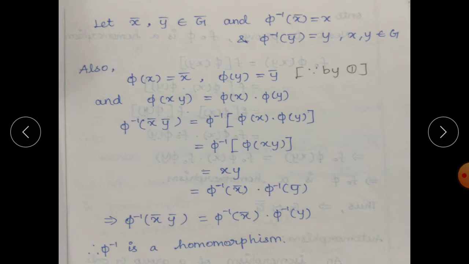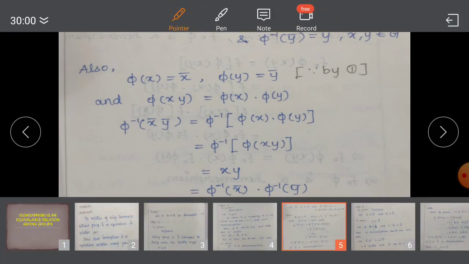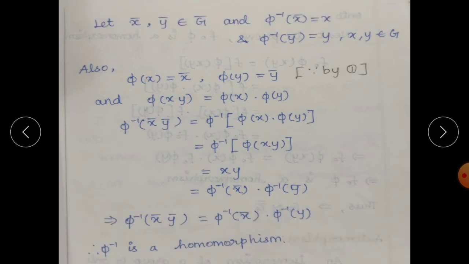So we have to take the two elements from G bar. The mapping: phi inverse of x bar is equal to x, phi inverse of y bar is equal to y. Also, already we have the mapping phi from G to G bar. From this we can say phi of x is equal to x bar, phi of y is equal to y bar. That is by using equation number 1. And phi of xy is equal to phi of x times phi of y, because phi is a homomorphism. So directly we can write this also.